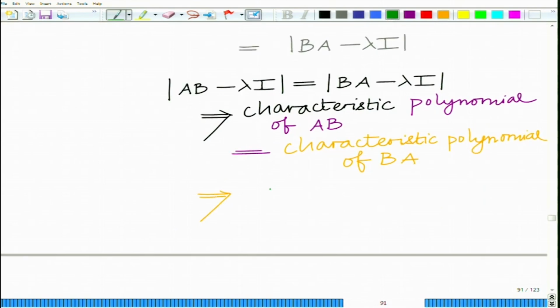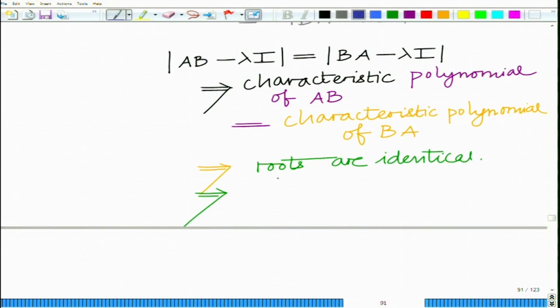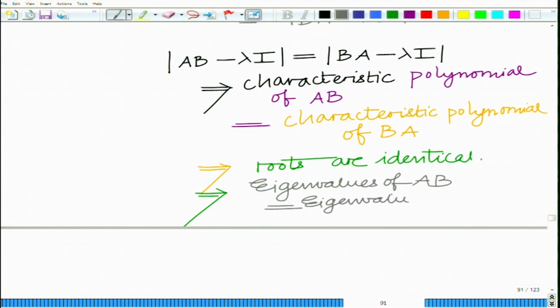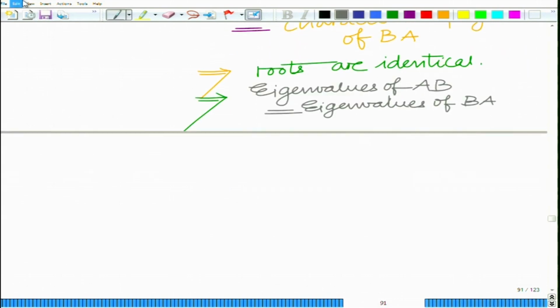This implies the roots are equal, or identical. So the characteristic polynomials are equal implies the roots are identical, and this implies therefore eigenvalues of AB equal eigenvalues of BA.